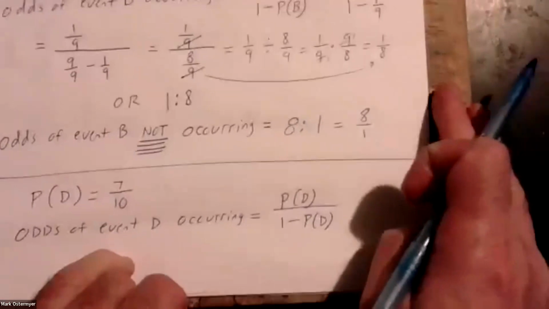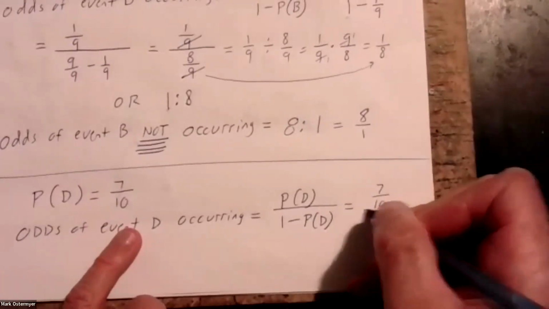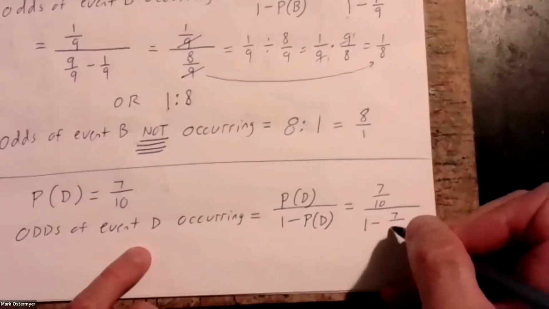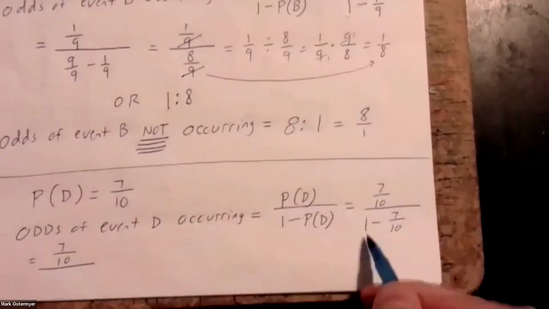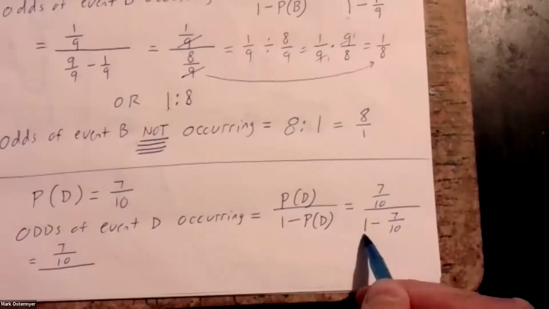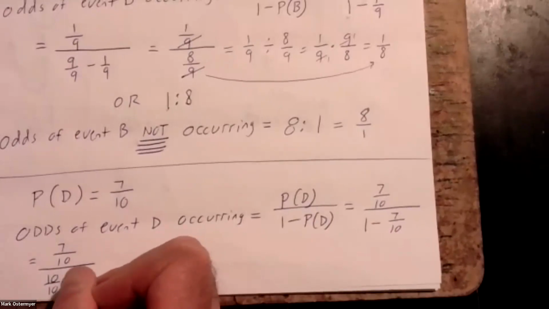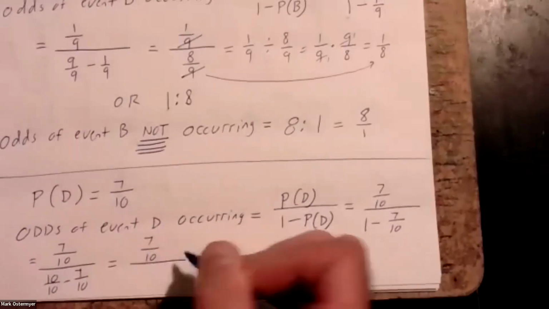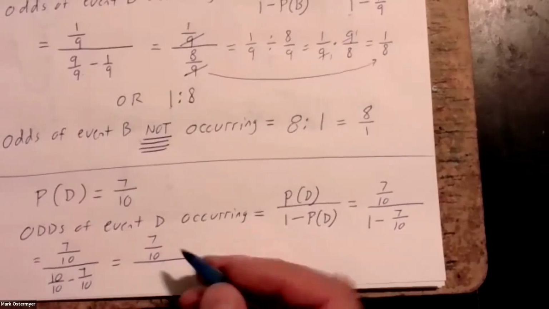Okay. So what is the probability of event D occurring? Well, they told us it was 7/10, divided by 1 minus the probability of D occurring, which would be 1 minus 7/10. Well, that's 7/10 over what? What's another name for 1? 10 over 10? So that's 7/10 over what's 10/10 minus 7/10? That would be 3/10.